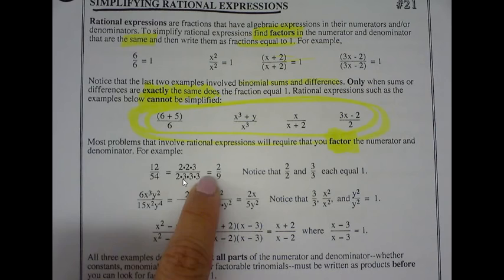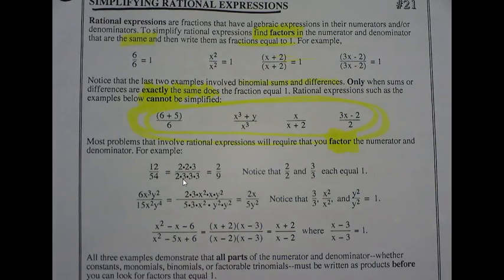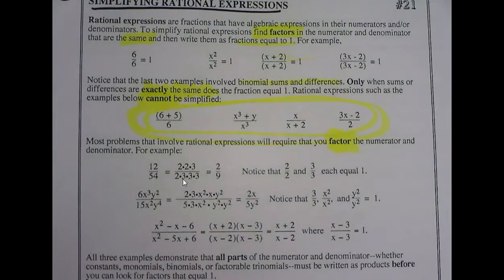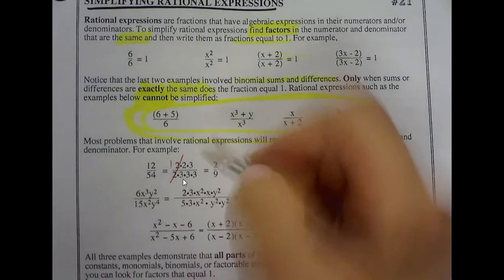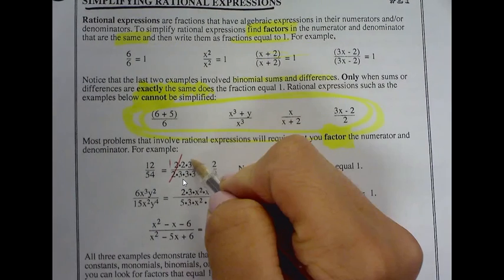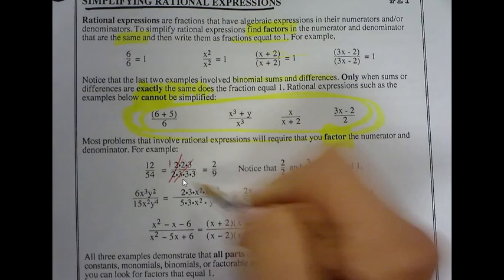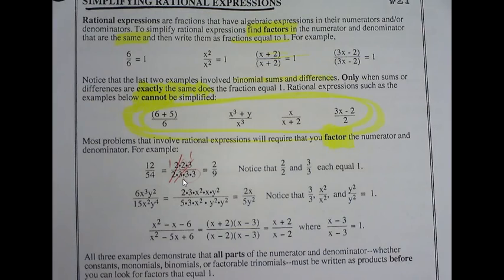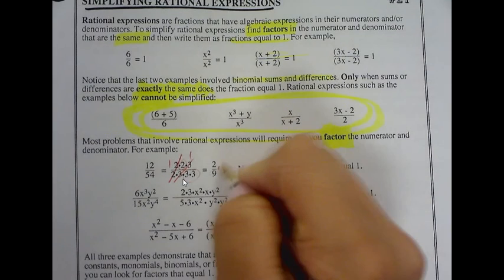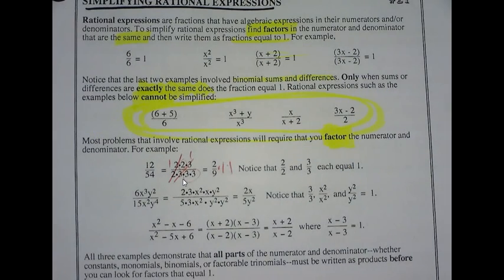What can cancel out? 2 over 2 equals 1. And now, what else can cancel out? The 3 and the 3. So we have the 2 left, and then we have the 9, right? Because this equals 1 and that equals 1. So really, I have 2 over 9 times 1, which equals 2 over 9, right? Same thing here. We can cancel out the stuff that's the same.